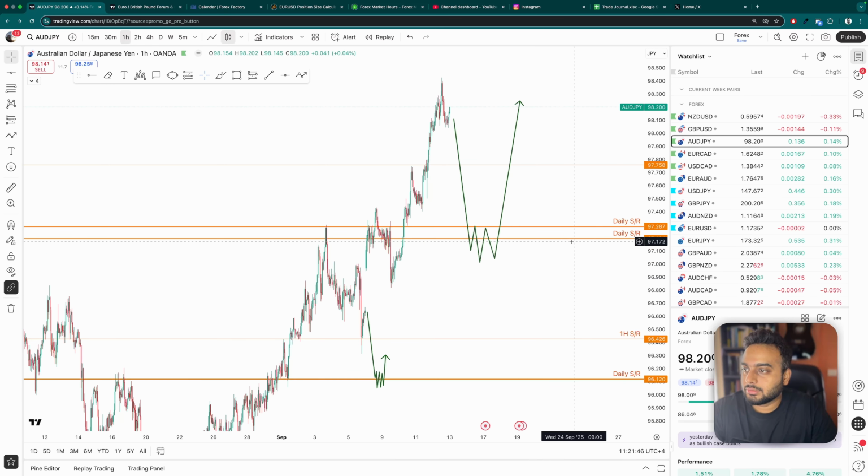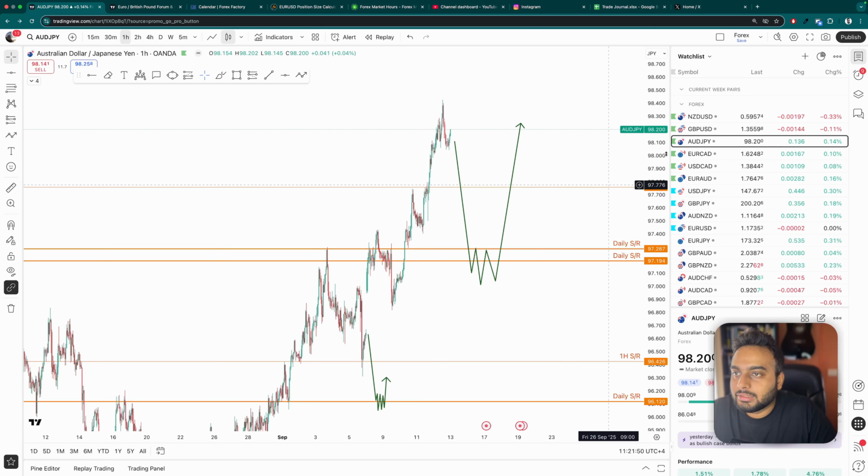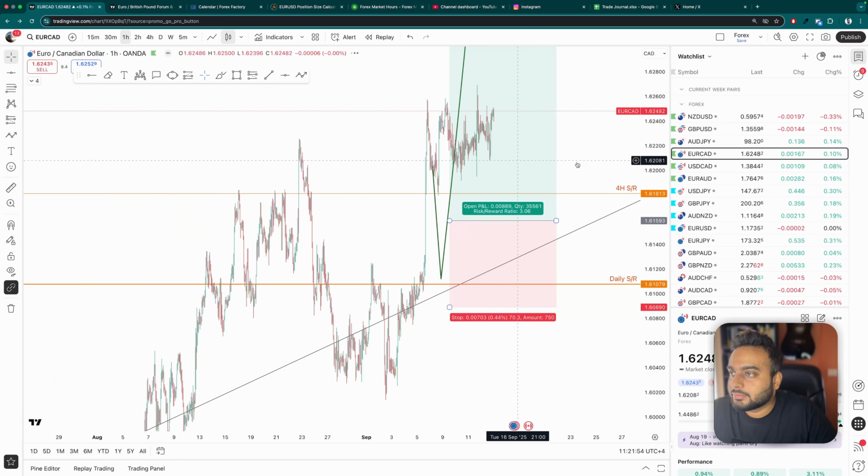Remove this alert line as well. AUD JPY, we'll see what happens. EUR CAD.